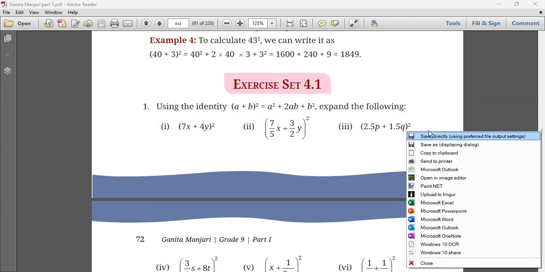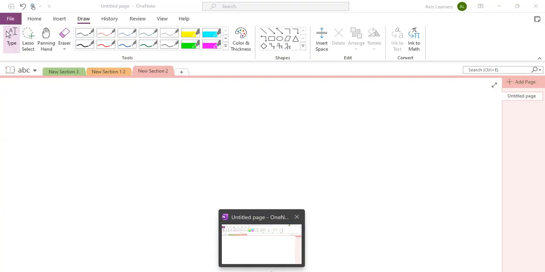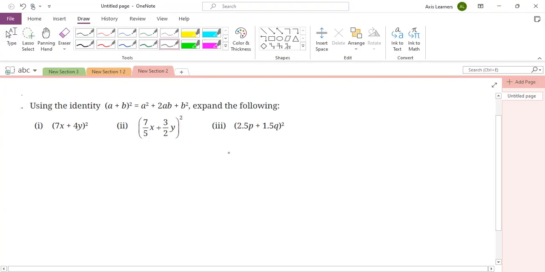Let me copy the entire question. See the first one, 7x plus 4y. So we need to consider a as 7x and b as 4y. If you equate it to a and b, then it will become very easy. See the first one, I will solve it now. 7x plus 4y the whole square. So we can take a as 7x and b as 4y. As per the identity, a plus b the whole square equals a square plus 2ab plus b square, right?